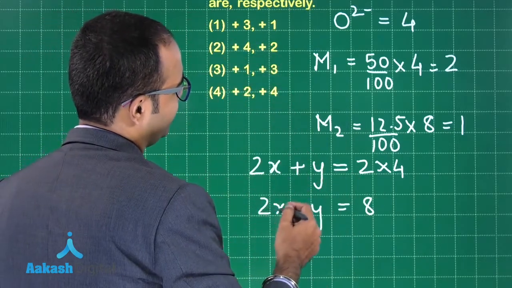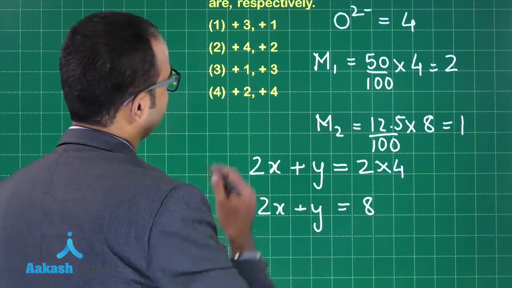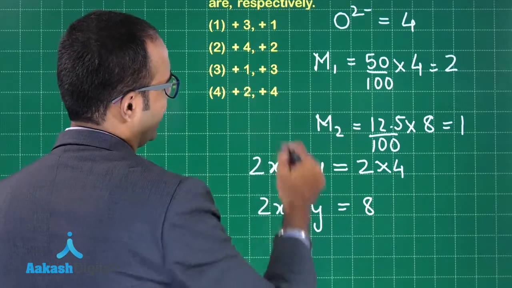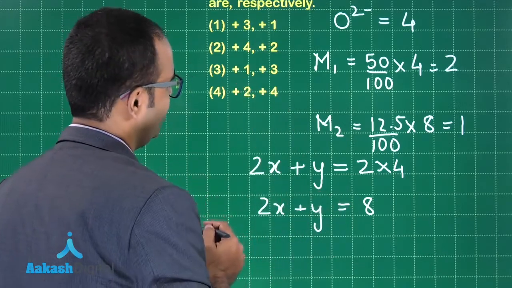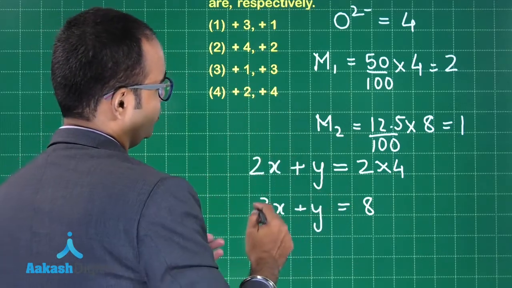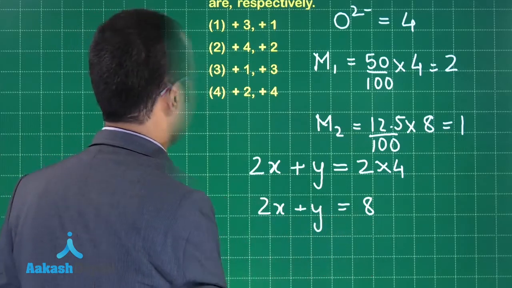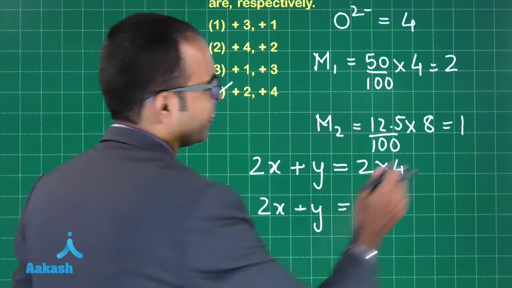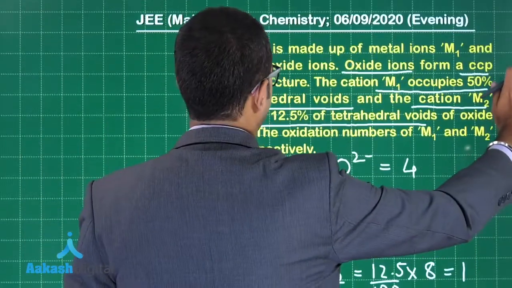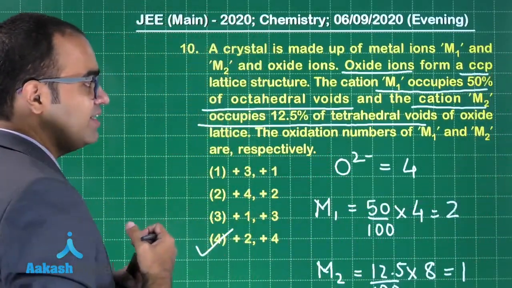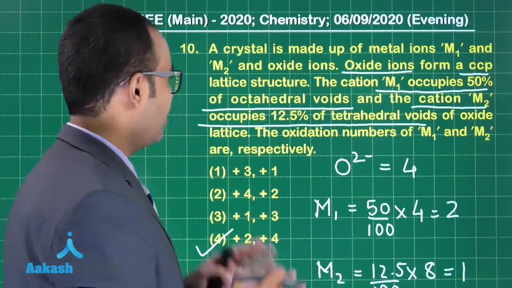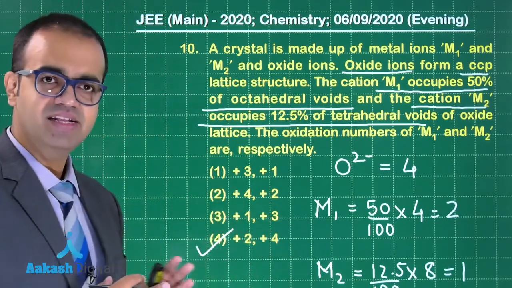Okay, I substitute 3 and 1, no. I substitute 4 and 2, no. I substitute 1 and 3, is it equal to 8? No. 2 and 4, so 2 twos are 4 plus 4, that is 8. So the answer is option 4, guys. Okay, you should know the relation between voids and the number of anions, only then you can solve this question, guys. Okay, so let us move on to the next question.